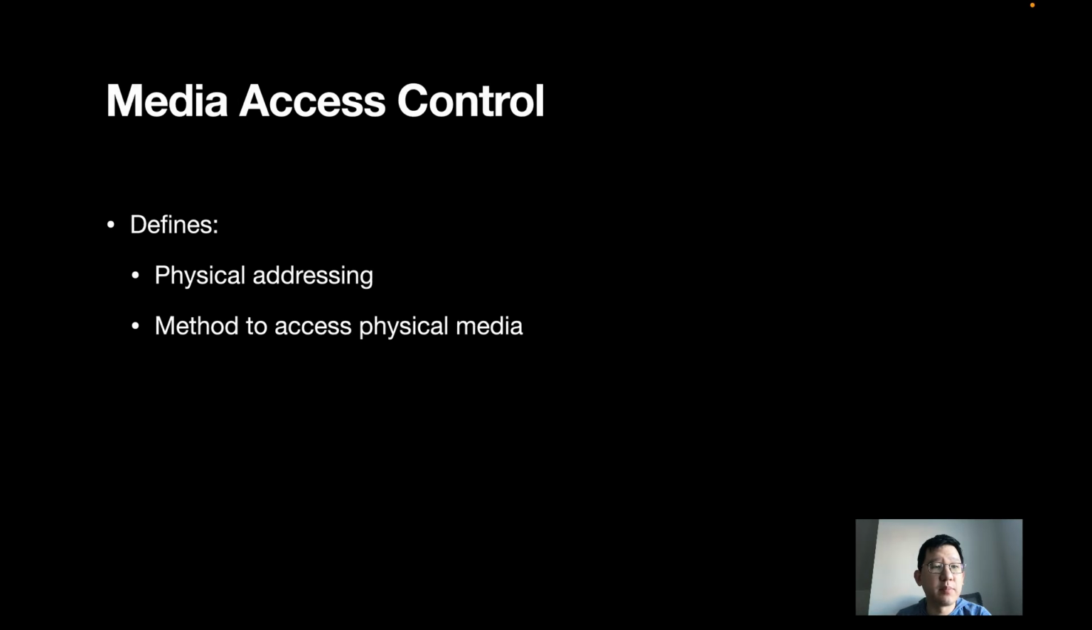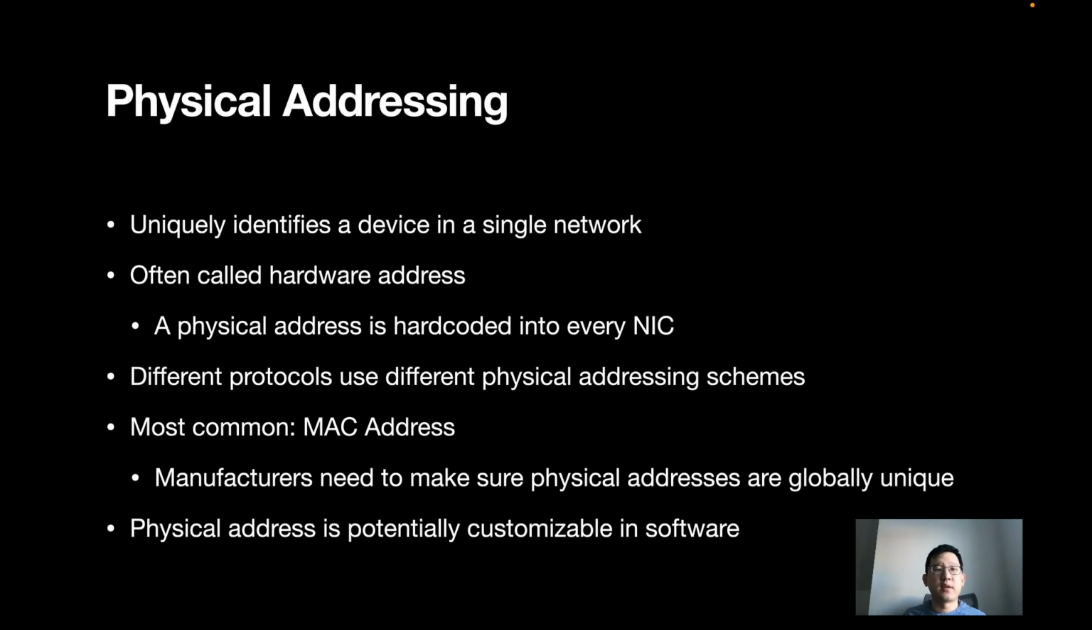Let's now move on to the media access control sublayer. The MAC layer defines physical addressing and methods to access the physical media. Physical addressing is relatable to why we need addresses in the real world. We need to be able to uniquely identify devices in a single network.